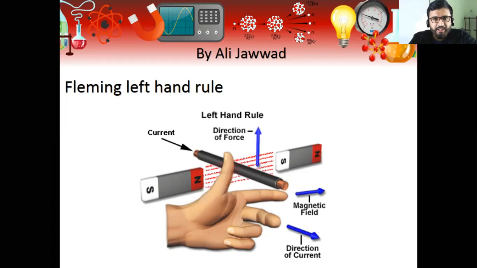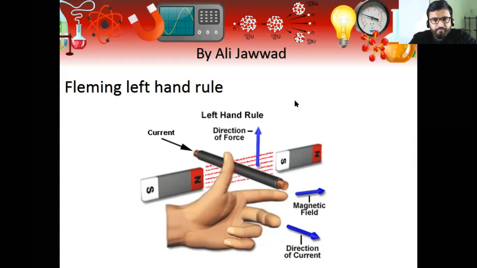So for instance, in the diagram shown on the screen, the force is experienced by this copper wire in the upward direction, while the index finger is giving the direction of magnetic field, that is from the north pole of this magnet to the south pole of this magnet. The current is incoming from this direction, so the middle finger is pointing to the direction of current, and this gives the direction of force. Now if any one of the directions changes, the force experienced by this copper wire will also change. So how to practically perform this experiment to verify?